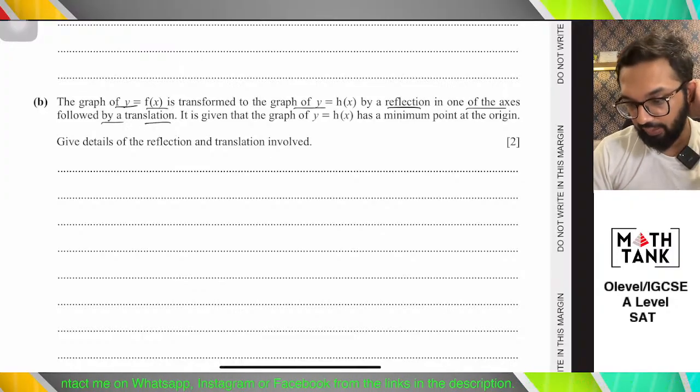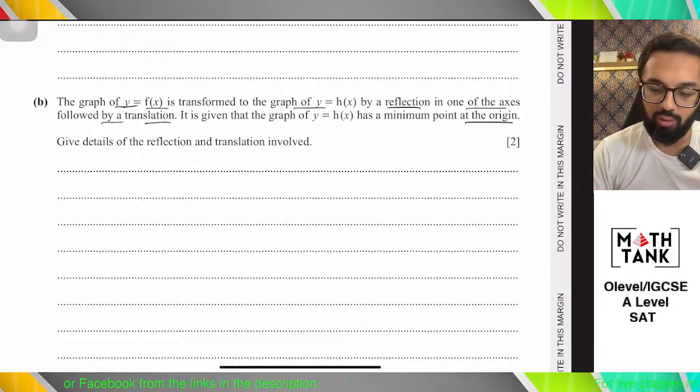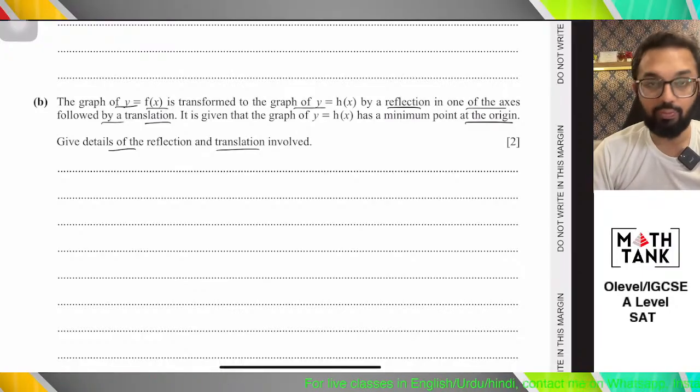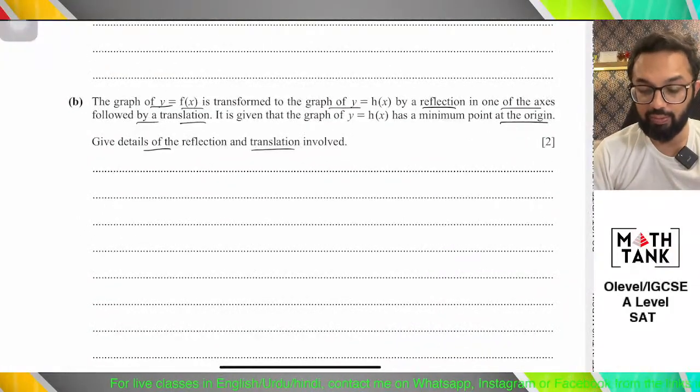It is given that the graph of y equals h of x has a minimum point at the origin. Give details of the reflection and the translation involved. Okay, so in one of the axes, I will have to do a bit of trial and error and conclude which axis it would be.